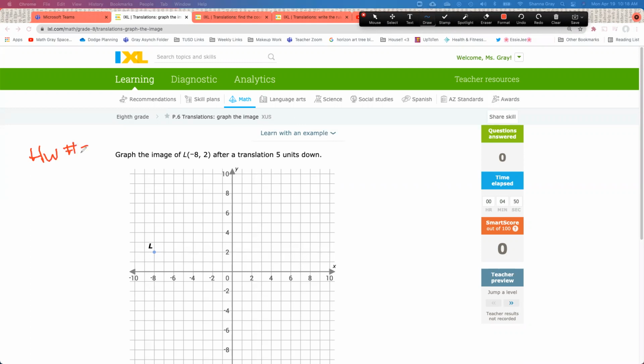So homework number 5, and this is mainly all on translations. We're gonna focus on translations this week, we'll focus on reflections next week, and then we'll do rotations the week after that. So there's 3 topics. The first topic is just being able to graph the image. So it's going to start out giving you points. So this is the first topic.